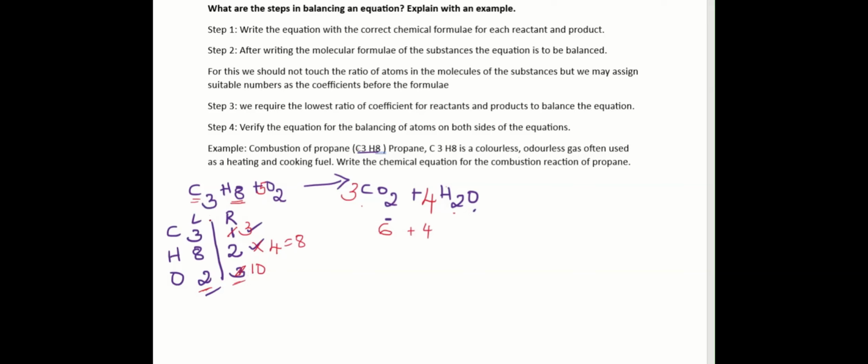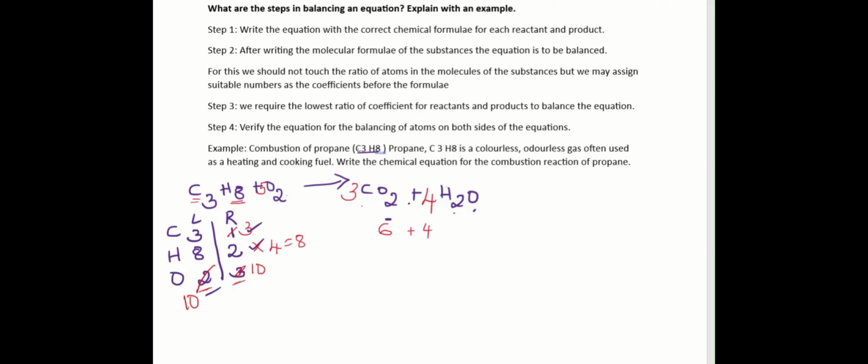Now let us go ahead and see whether all the elements are in the same number, because our step number 4 says verify the equation for the balancing of atoms on both sides of the equation. Now carbon is 3, here also it is 3. Hydrogen is 8, here also 4 2s are 8, no changes have taken place. Then oxygen on the LHS, 5 into 2 is 10, so this number will become 10. On the RHS, 3 into 2 is 6 plus 4 is 10. So it is a balanced equation.